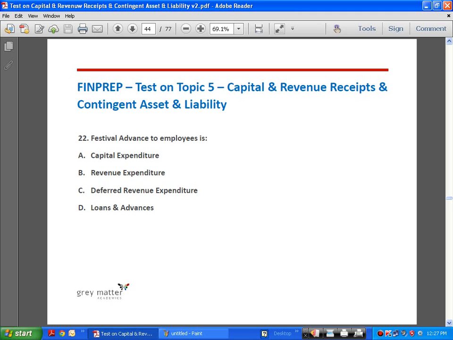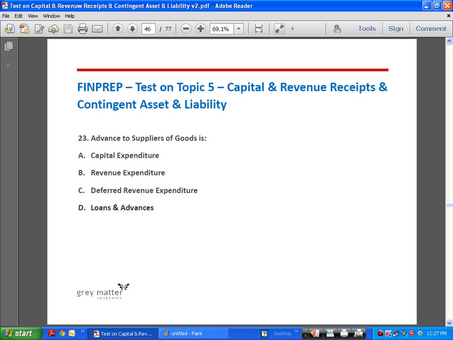Festival advance to employees. Okay, so festival advance to employees is some kind of a loan that is given by the business to its employees just before a festival, so that they can spend for the festival. And such advances, it's strictly not an expenditure because it will be recovered later from their salaries, and hence it is classified as loans and advances in the balance sheet.